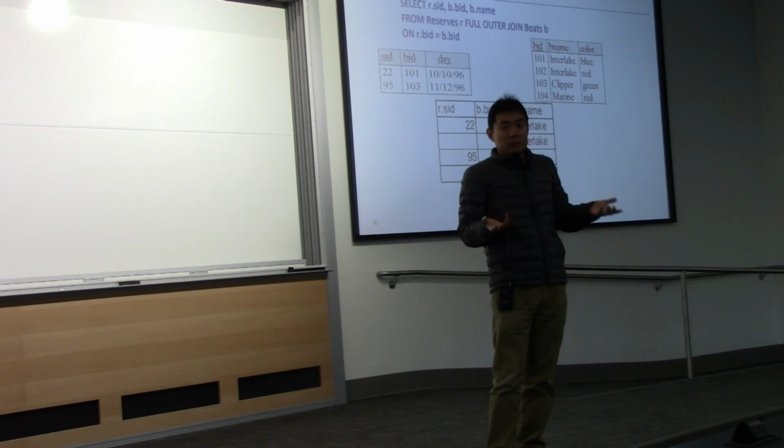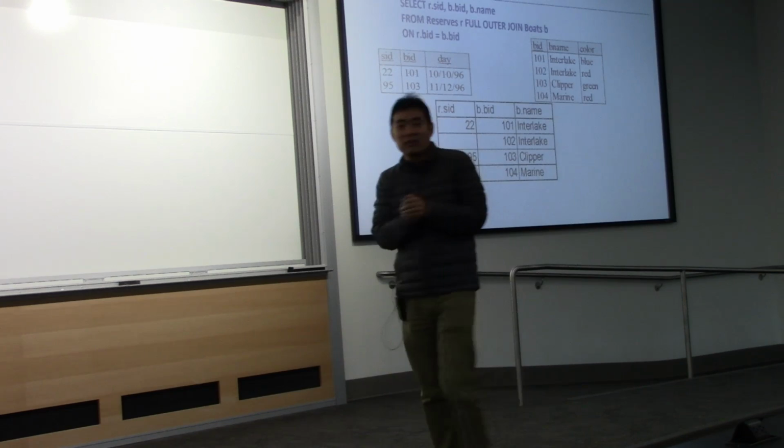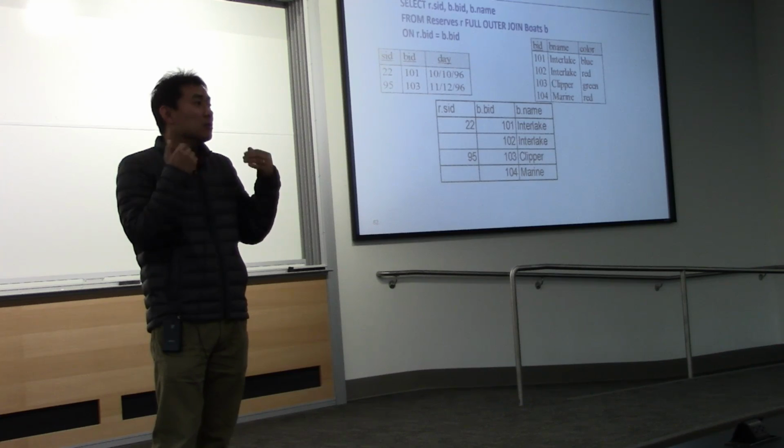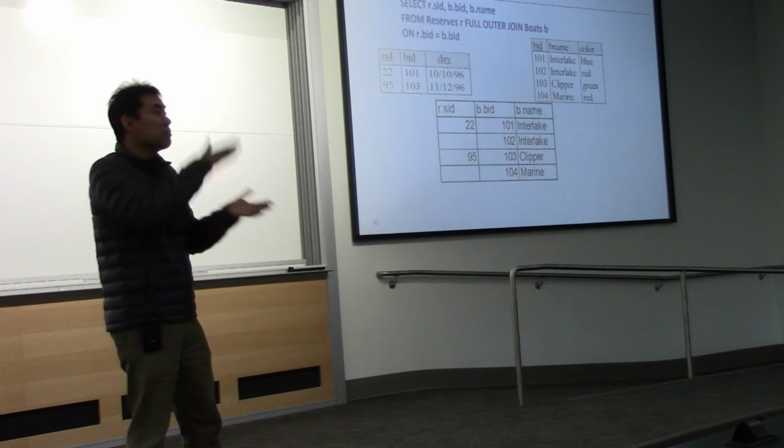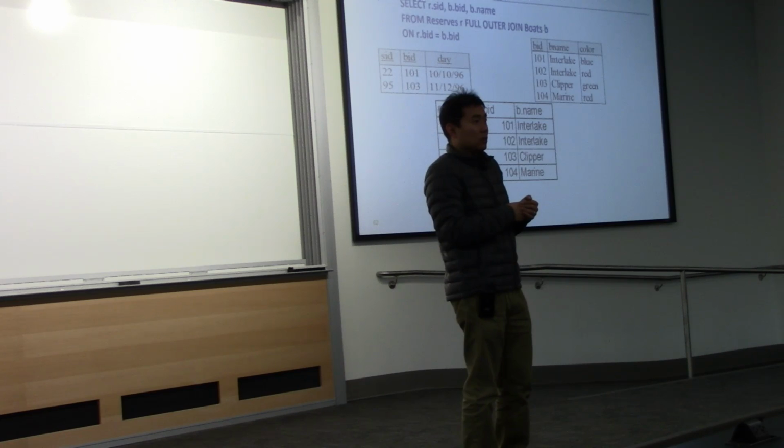Right? And even worse, the boat sinks to the bottom of the lake when somebody was on the boat. Even worse, right? Doesn't matter. As the owner of the club, you say, okay, even if that boat has been destroyed, I still want to keep the reservation record on that boat floating around. Right? Okay, so that's the difference between right outer join and full outer join.